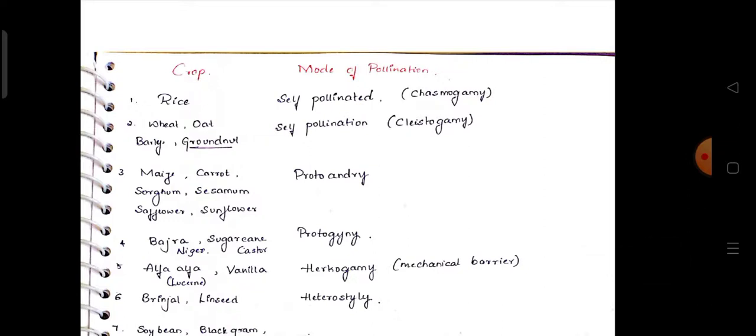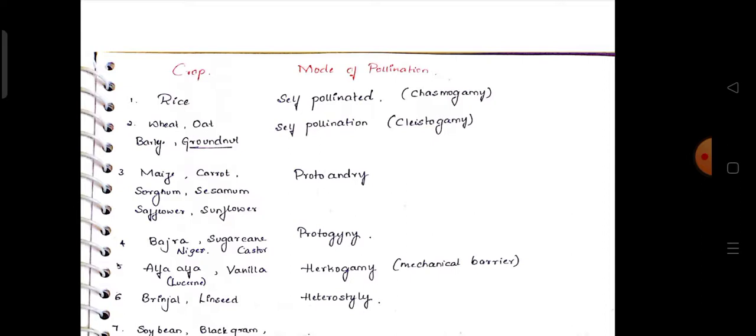Coming to the mode of pollination, in rice we find self-pollination and generally chasmogamy. In wheat, oat, barley, groundnut, as well as rice, self-pollination and cleistogamy. Cleistogamy is closed flower condition, whereas chasmogamy is opening of the flower after fertilization, okay, or pollination.